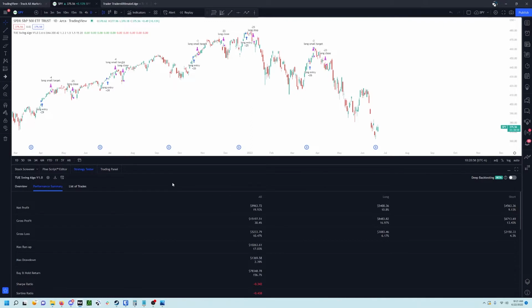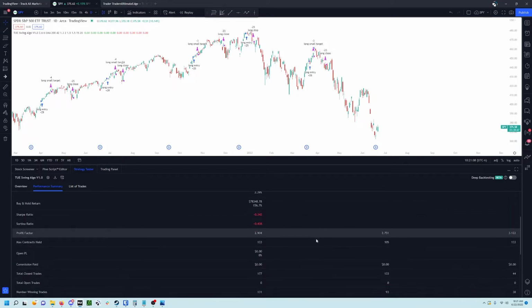I'm going to look here under the performance summary. This tells you the aggregate numbers of all trades, and then we have them separated out between long and short. We'll go ahead and zoom down here.